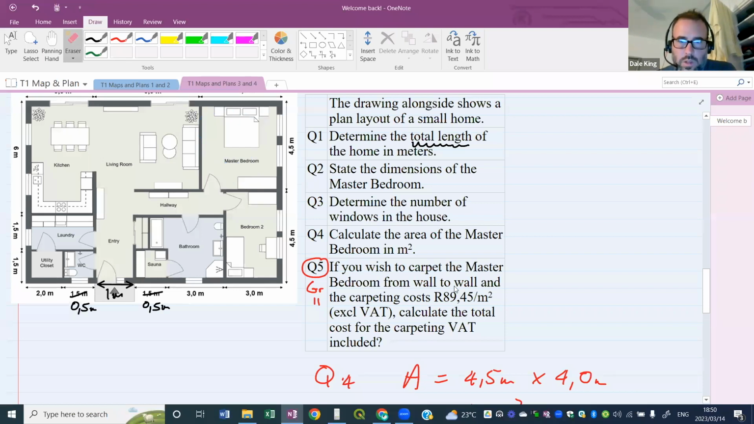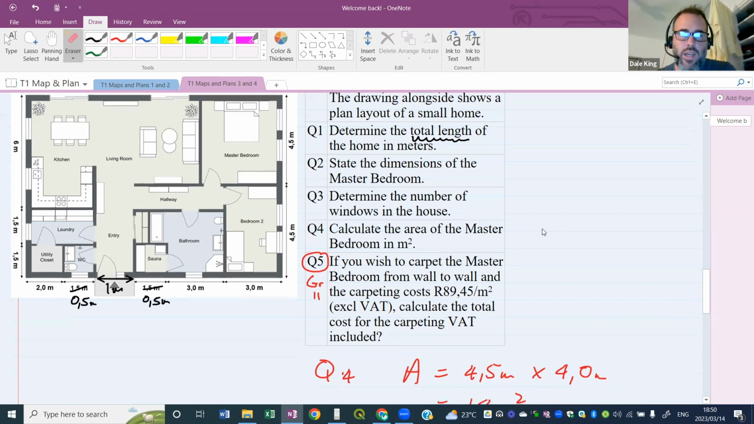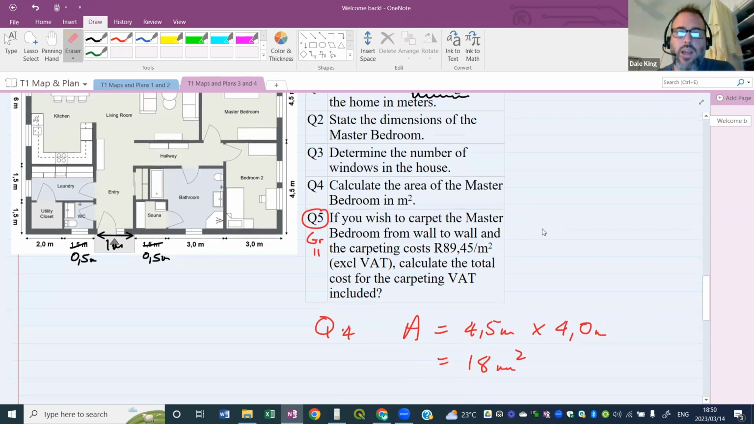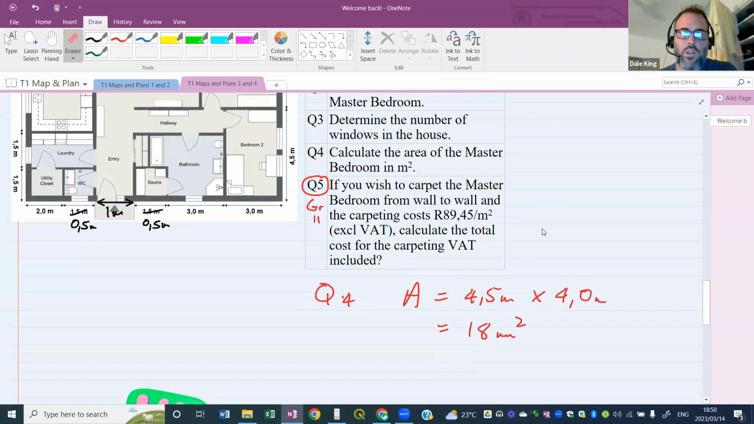If you wish to carpet the master bedroom from wall to wall, and the carpeting costs 89 Rand 45 per square meter, excluding VAT. Remember that? This is an excluding VAT price. What will the total cost be to carpet this room, including VAT? Including VAT. So 89.45 per square meter, excluding VAT. What will it cost to carpet this room, including VAT? All right, so you're going to use your answer from question 4 for this. That's the only hint I'm going to give you. I'm going to give you 3 minutes to do this one.